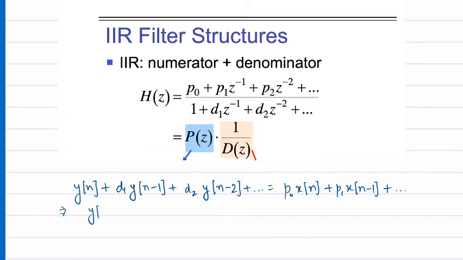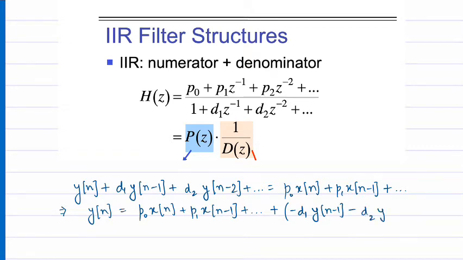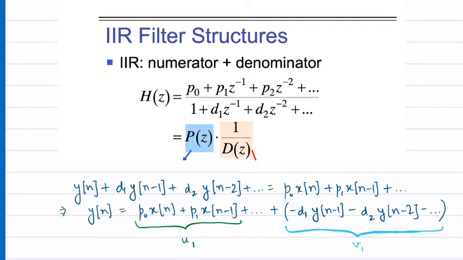I can rearrange it and write y[n] equal to all the terms P0, P1, and so on, and then the D1 terms also I take to the other side. It becomes minus D1 times y[n-1], minus D2 and so on. Now the first part I can group and call it u1, and the other part I can call it v1.